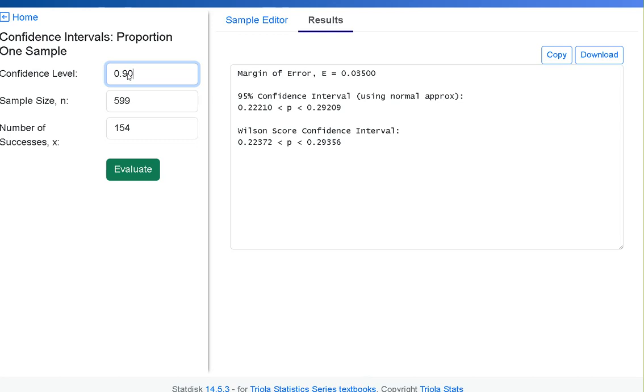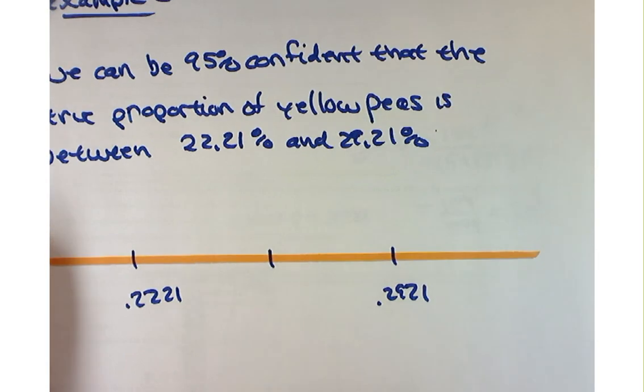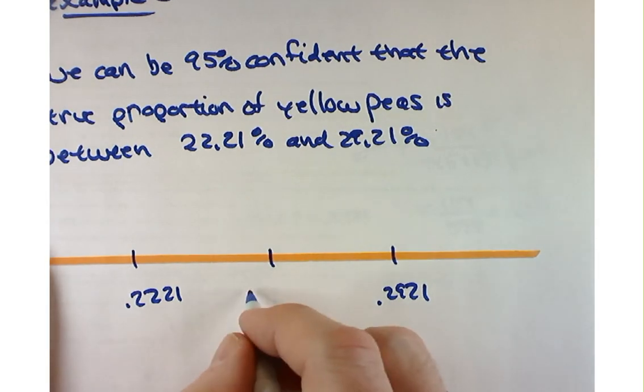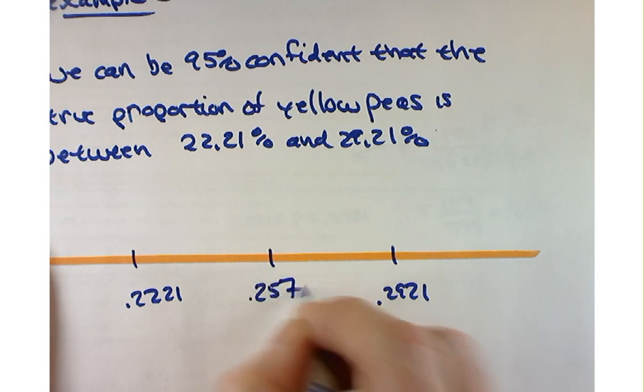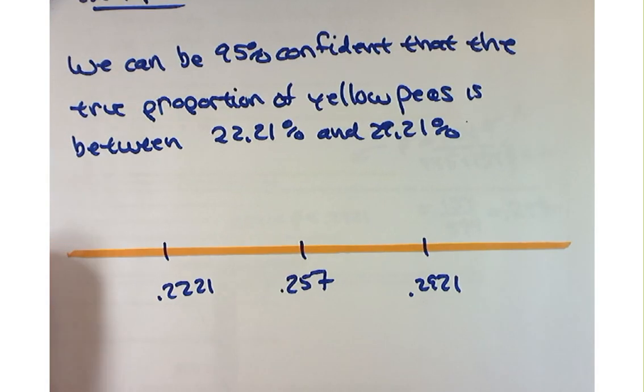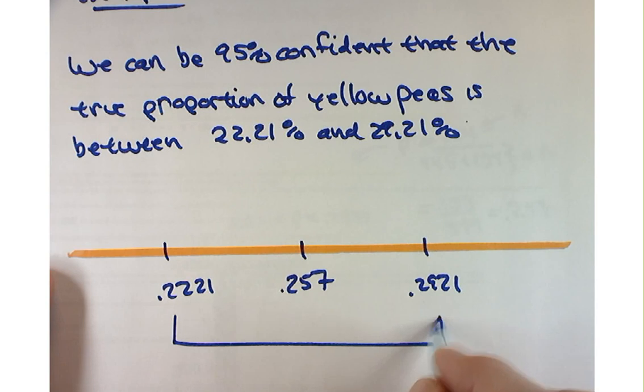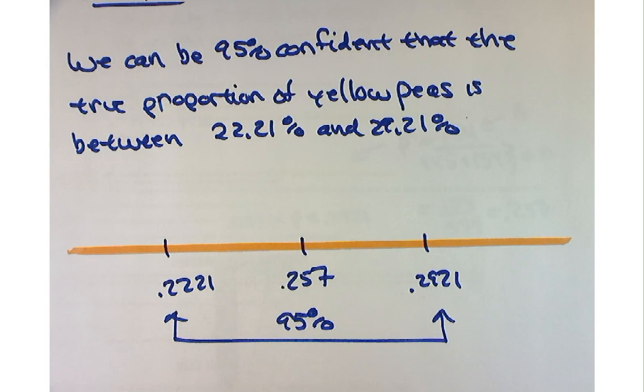So currently we've got between 22.2221 on the low end and 0.2921 on the upper end. So this is what our current confidence level looks like. And this was 25.7% in the middle. This is for a 95% confidence interval. Let's see what happens to a 90% confidence interval.